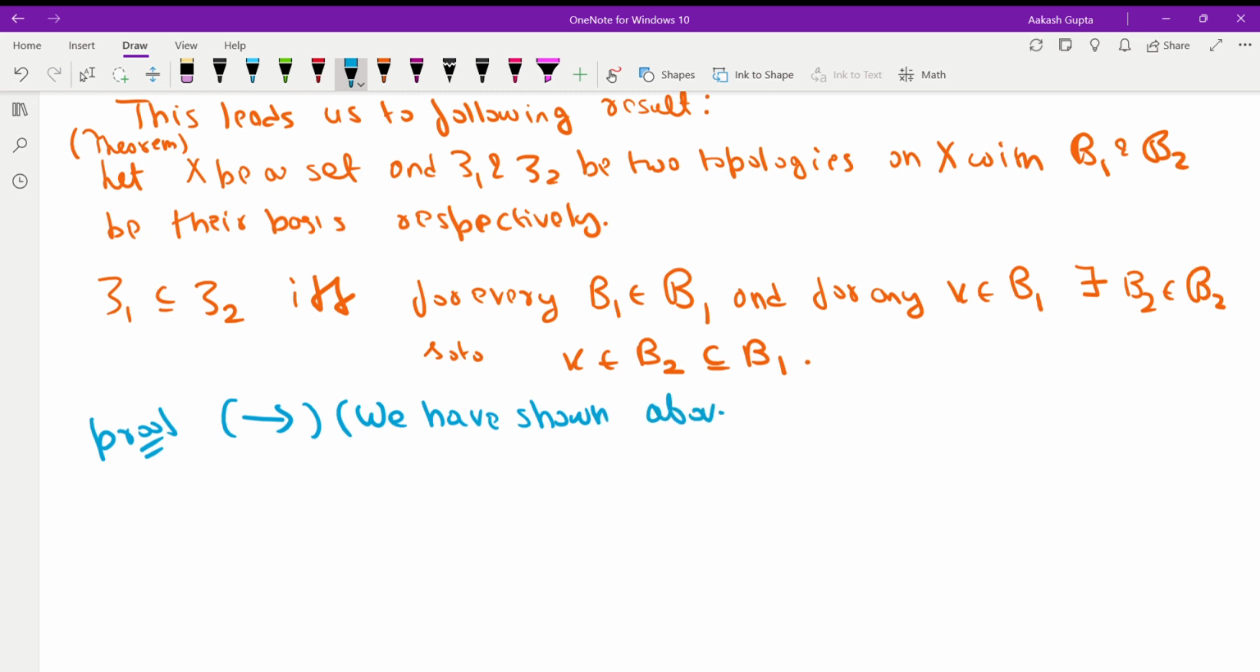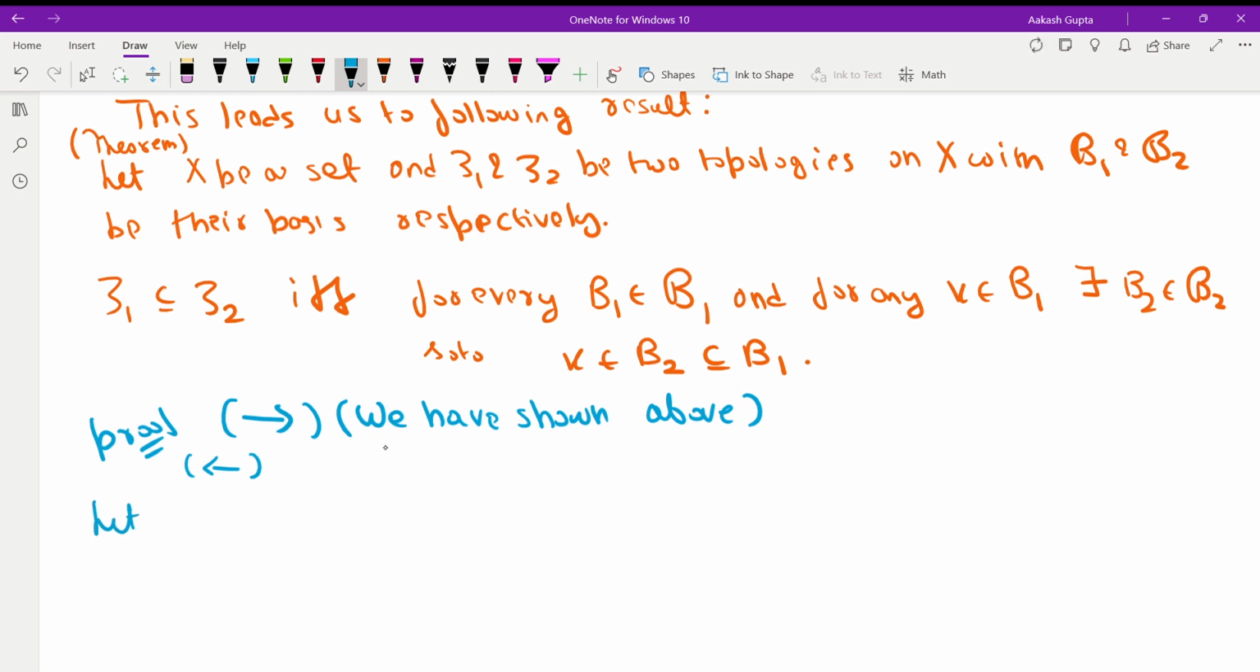You see, that's how you do mathematics many a times. You observe something and you check if the converse is true. So here I am telling you, yes, it is true. So let us prove this direction. Let's assume this statement holds, and we have to show tau1 is contained in tau2.